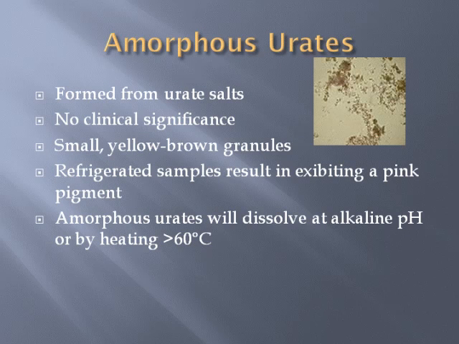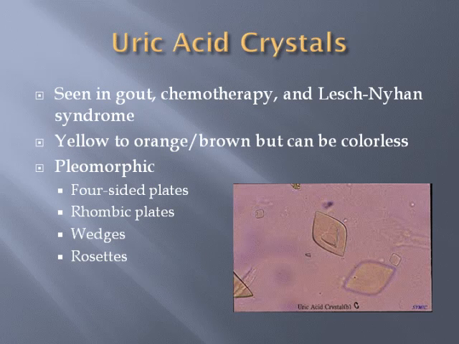Amorphous urates. They're formed from urate salts. They do not have a clinical significance. They're small, yellow-brown. Refrigerated samples will result in a pink pigmented urine, and that's due to the amorphous urates present. They will dissolve at an alkaline pH, or if you heat the urine beyond 60 degrees Celsius. Not clinically significant.